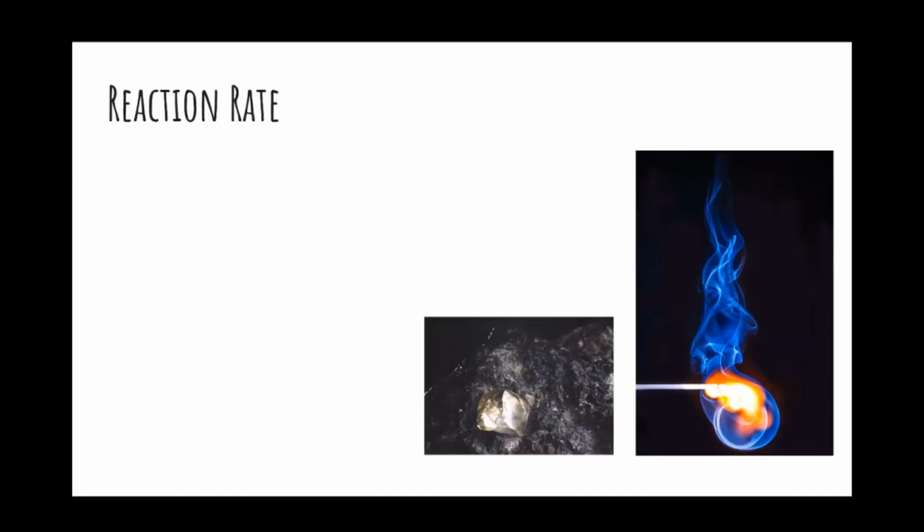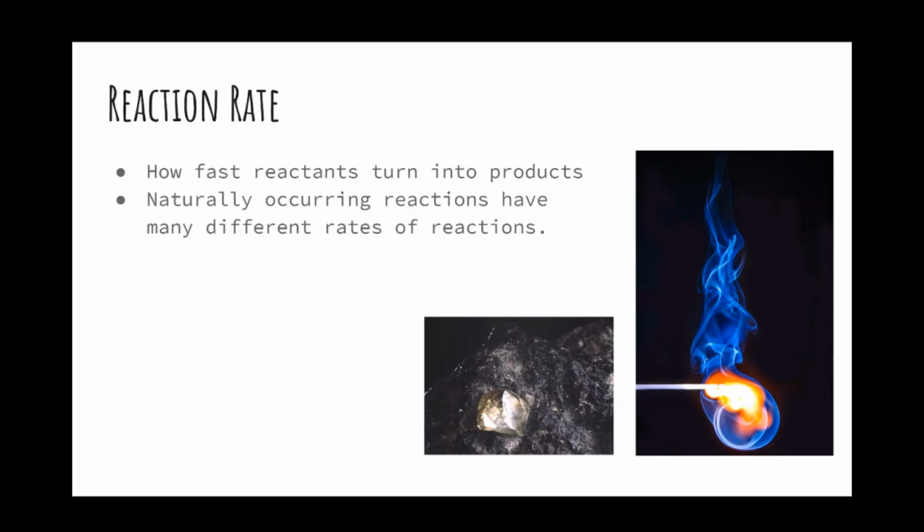Now, reaction rates. Reaction rate can be defined as how fast reactants turn into products. Naturally occurring reactions have different rates of reaction, so they don't all react at the same rate. For example, here I have a picture of a diamond in a rock. Forming diamonds from another carbon source is an extremely slow reaction that takes thousands and thousands of years. But that is a reaction, and notice that it is a very slow reaction.